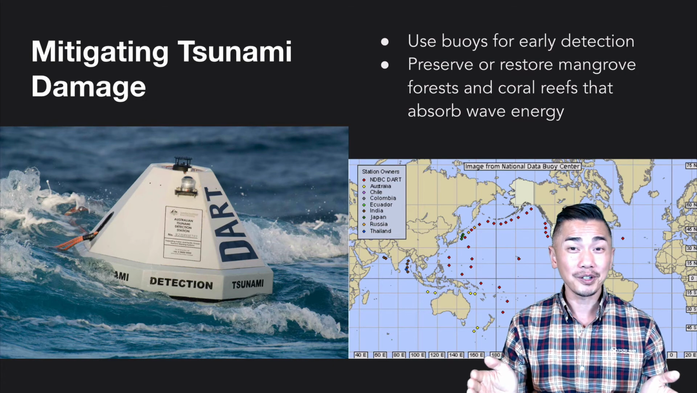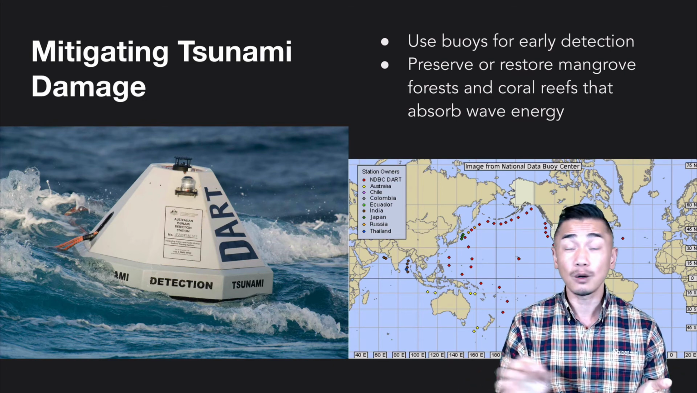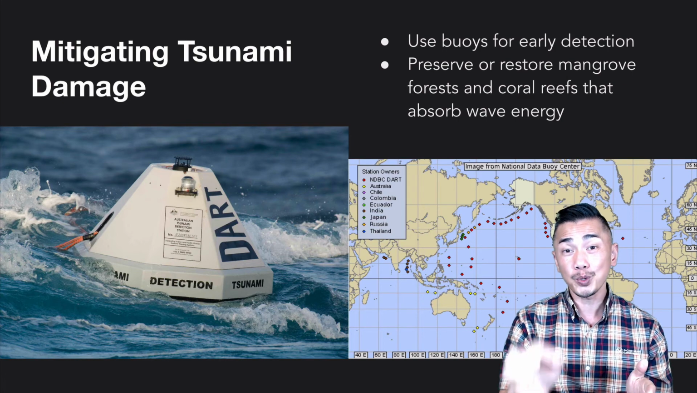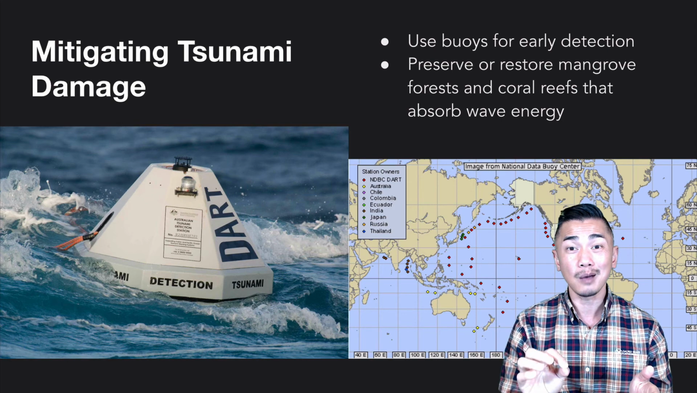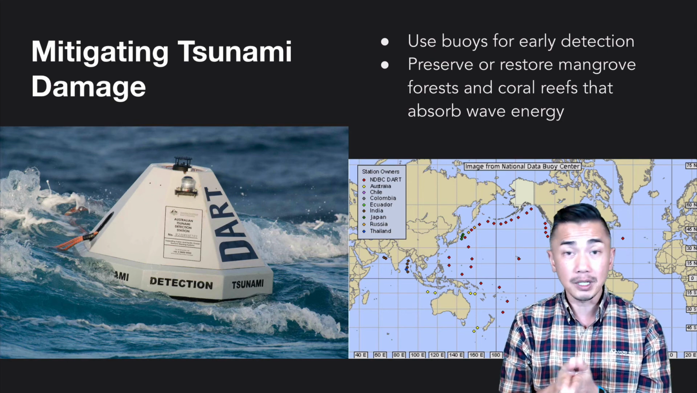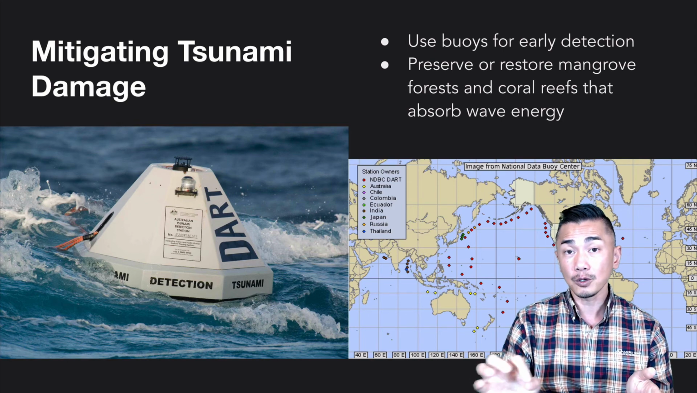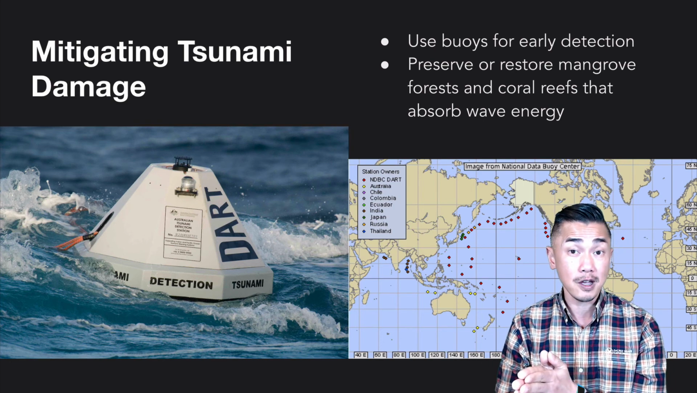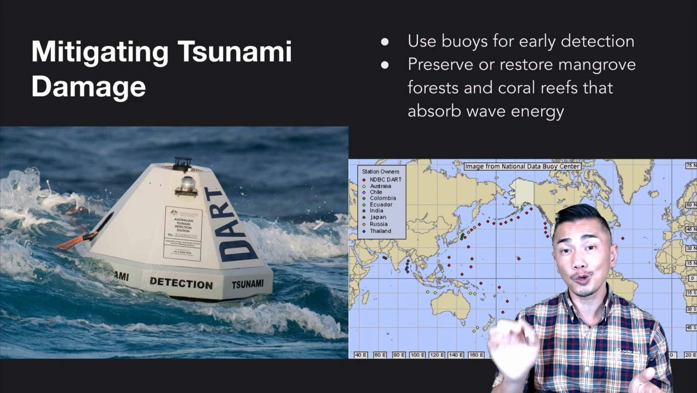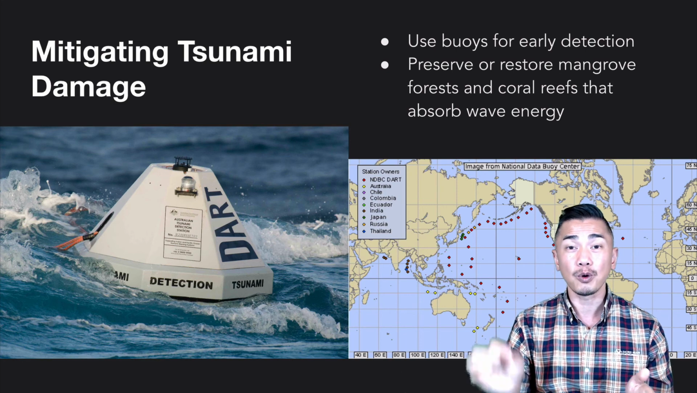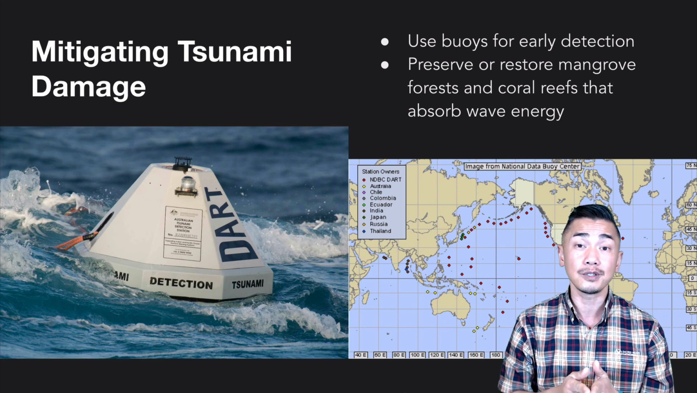People around the world are trying to find ways to mitigate or lessen tsunami damage. One example are buoys that have been set up by different countries to detect tsunamis early. A buoy is shown here on the left, and the location of different buoys set up for early detection is shown on the right. People are also trying to preserve and restore mangrove forests and coral reefs so that they can absorb wave energy and prevent coastal damage.